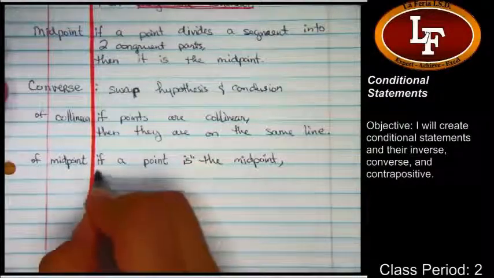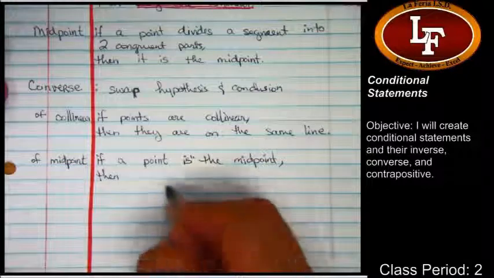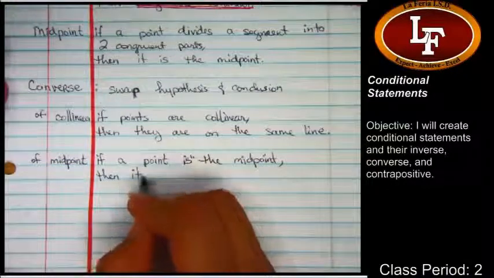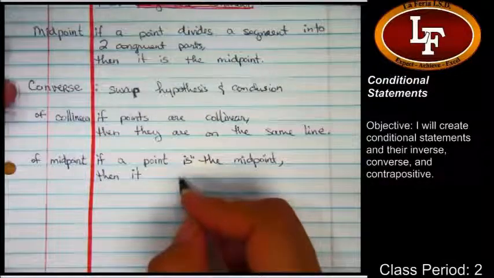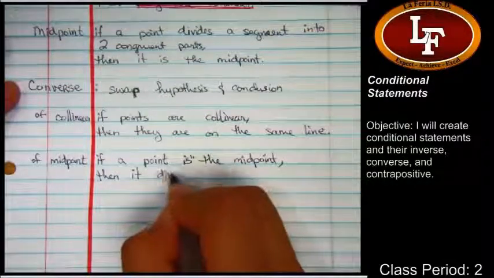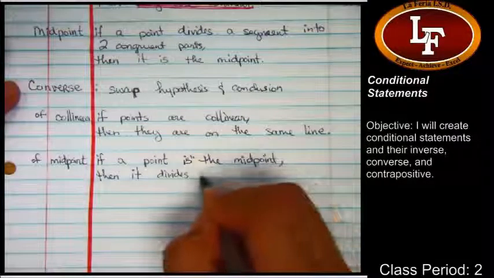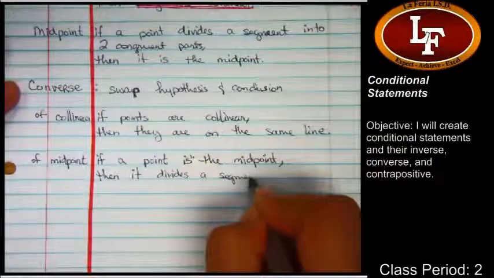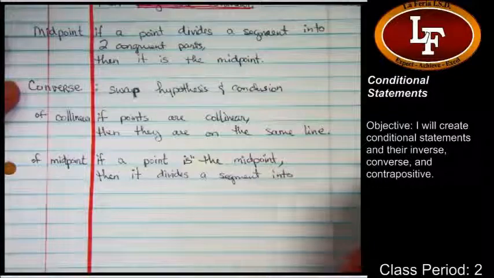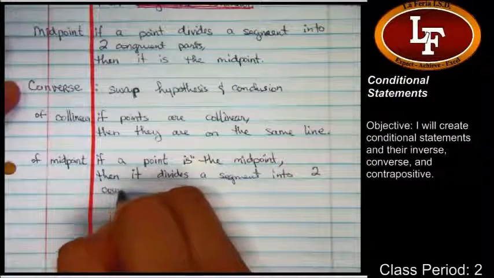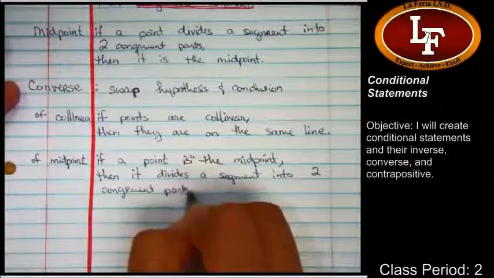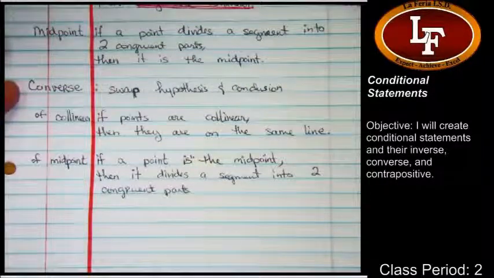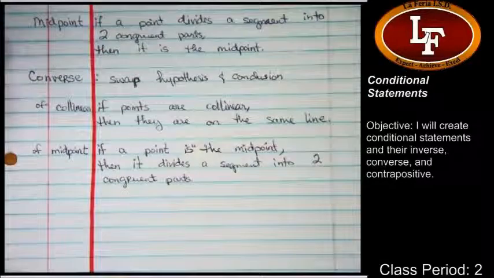If a point is the midpoint, then what does it do? Right, it divides. Write it down. Then it divides a segment into two congruent parts. We are almost done. Awesome, that is converse.